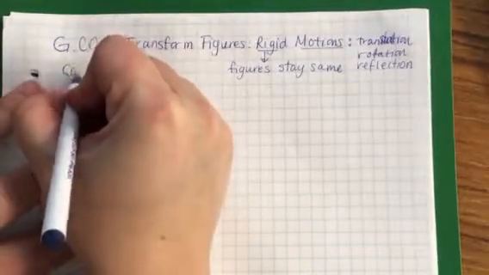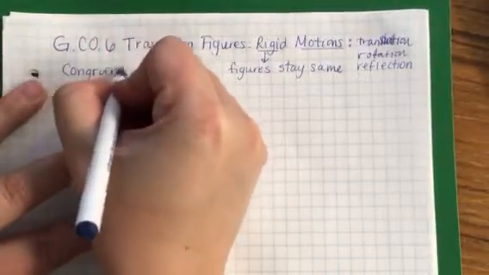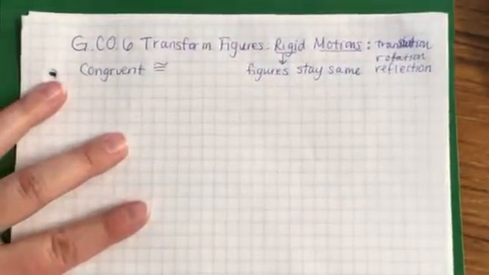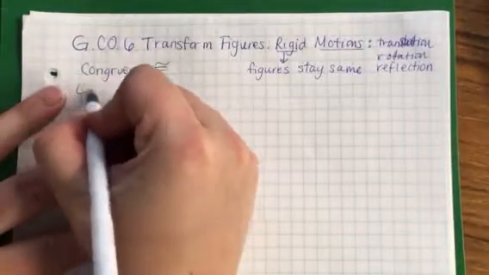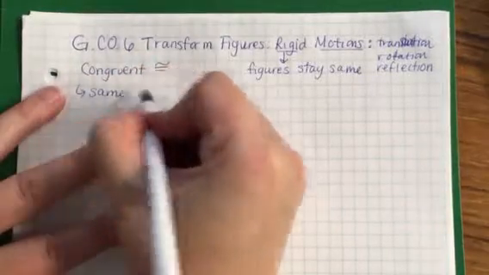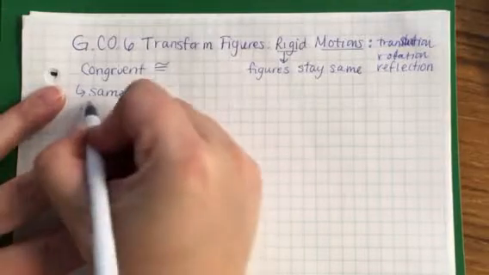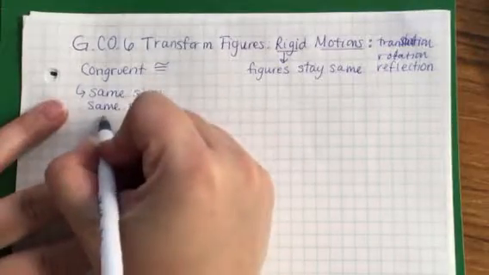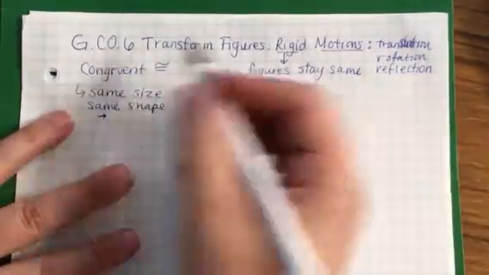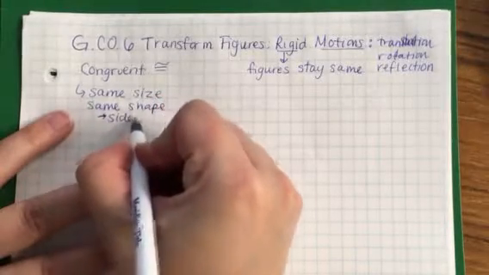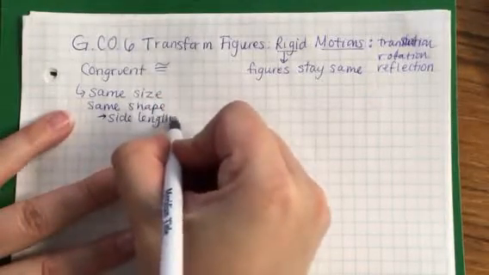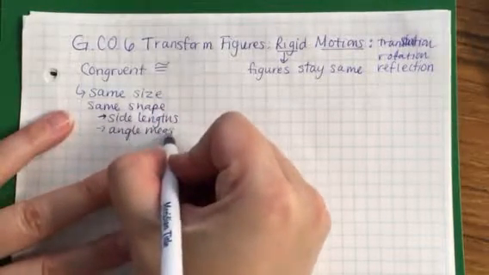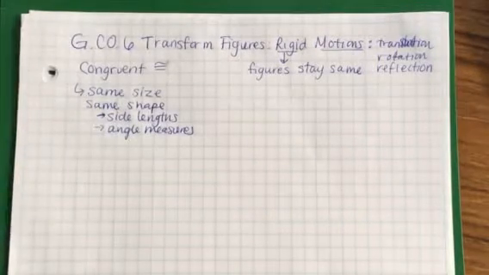Okay, so for these you will need to know what it means for two figures to be congruent. The symbol for congruent is an equal sign with that squiggle on top. So they need to be the same what? Same size. Same shape. So with the same shape, what has to stay the same? The side lengths, and angle measures. Okay, good.